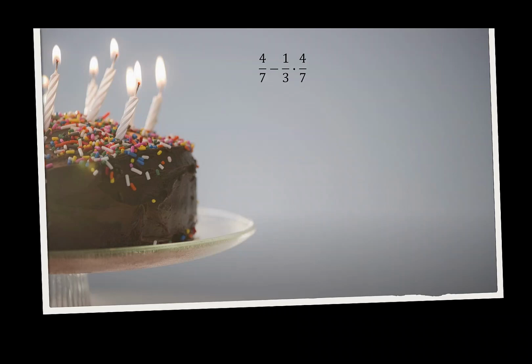The first thing I want to do is multiply 1/3 times 4/7. 1 times 4 gives me 4, 3 times 7 gives me 21. Now that I have 4/7 minus 4 over 21, I need to get a common denominator. I'm going to multiply the 4 over 7 by 3 over 3. 3 over 3 is equal to 1, so I haven't changed the value of the fraction, but multiplying by 3 gives me 3 times 7, which is 21, and then both fractions will have the same denominator.